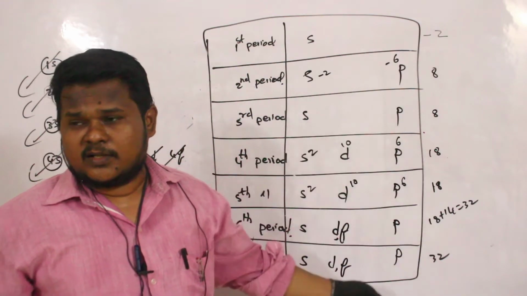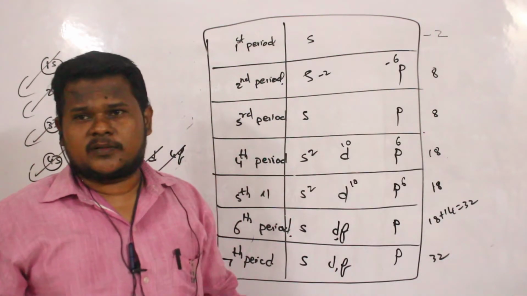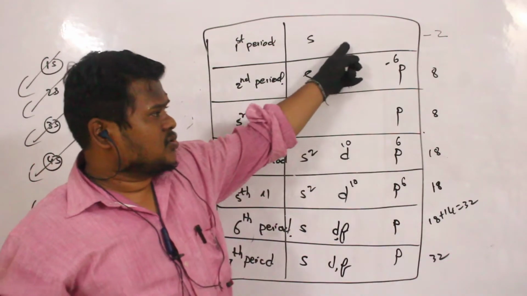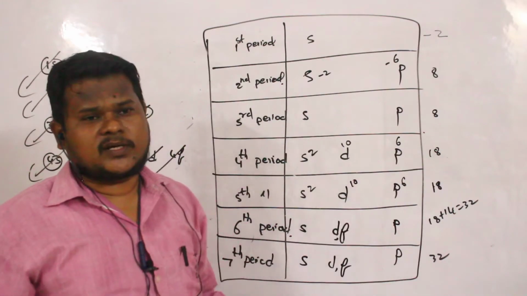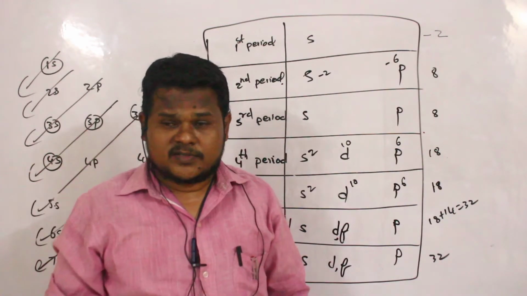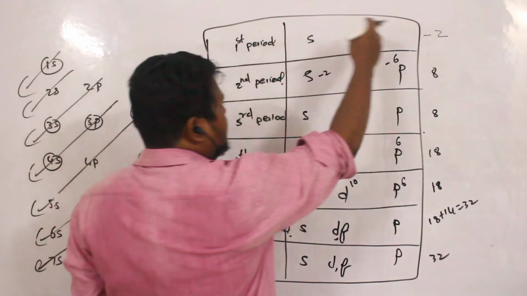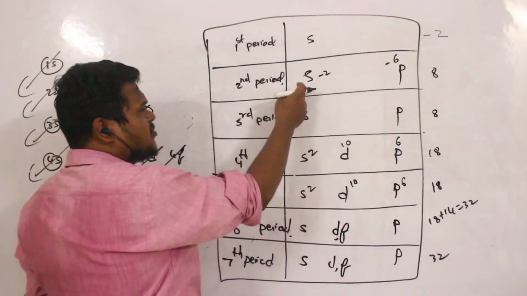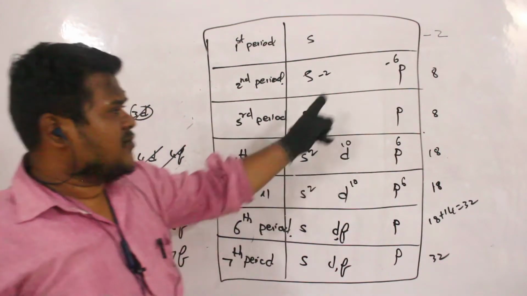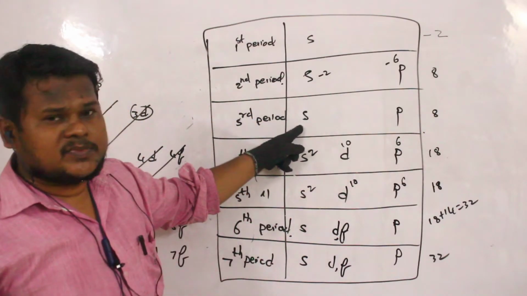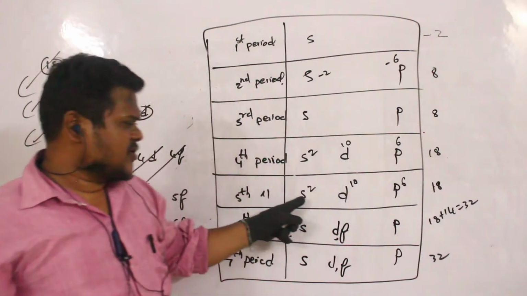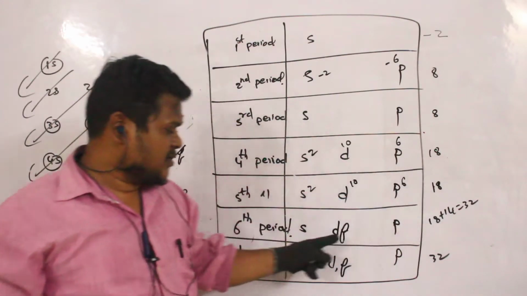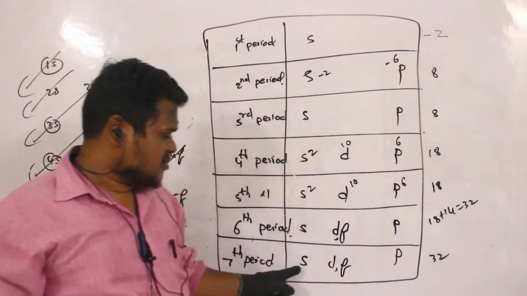Why do you call them magic numbers? Can anybody say? 2, 8, 8, 18, 18, 32 and 32 are called magic numbers. What is the reason? Because after 2 elements, again I go to S subshell. After 8 elements, again I go to S subshell. After 8 elements, I go to S subshell. After 18 elements, I go to S subshell. After 18 elements, again S subshell. After 32, I go to S subshell.